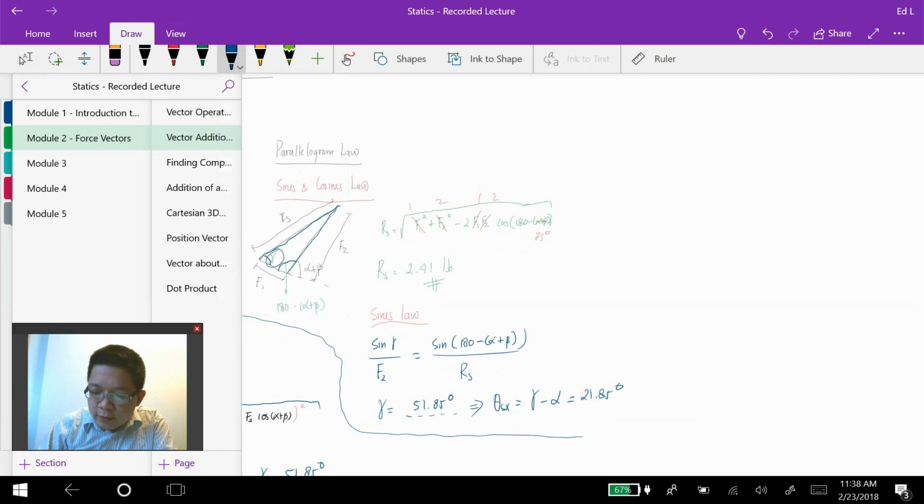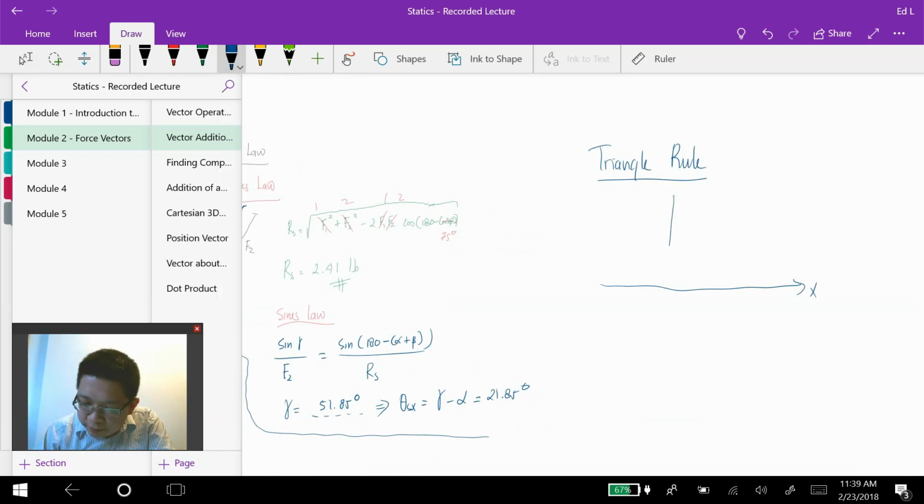So the next thing I would like to show you is how to perform the calculations using the triangle rule, right? And really, as I mentioned earlier, this parallelogram law and triangle rule is just a method to do the sketching, right? To do the sketch. And so this is x, this is y, and you have force F2, and you have force F1, right? So you are either to put the tail of the force F2 to the head of the force F1, or to put the tail of the force F1 to the head of the force F2.